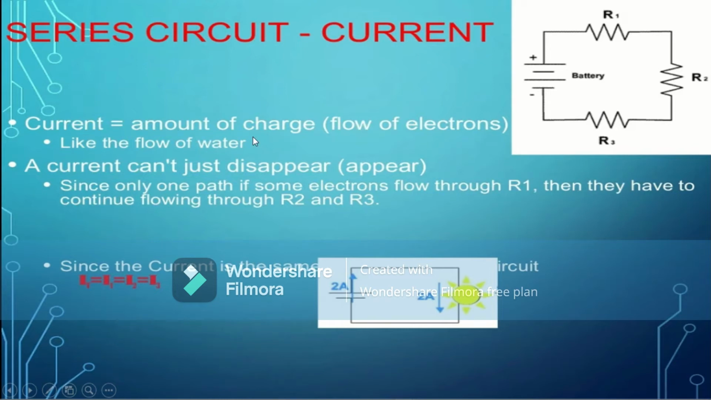Series circuit, current. What is a current? Current is the amount of charge flow of electrons, like the flow of water. A current can't just disappear. Since there is only one path, if some electrons flow through R1, then they have to continue flowing through R2 and R3. So, to calculate the current, I total will equal I1 will equal I2 will equal I3.